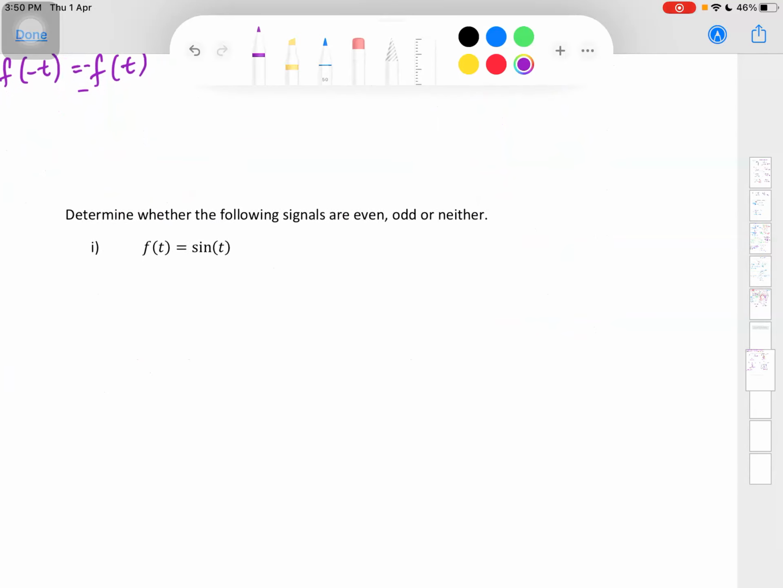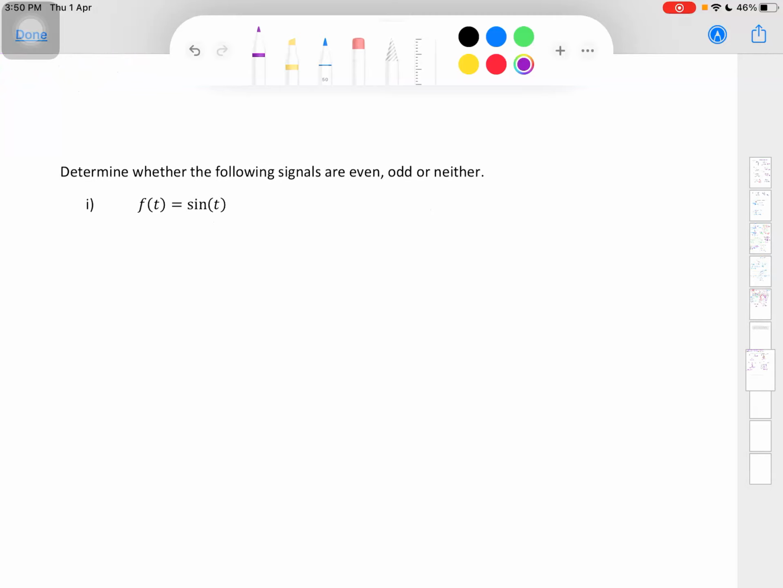Okay, now let's have a look at another form of question related to even and odd signals, which can be asked in the exam, for example. Now we are given an equation instead of a graph, and we are asked to determine whether the signal is even, odd, or neither. So here we have a sine function.